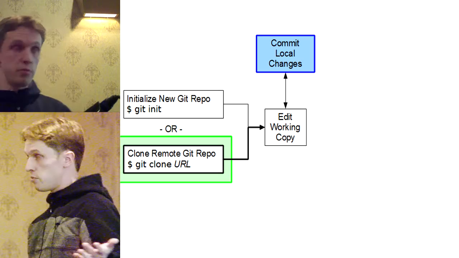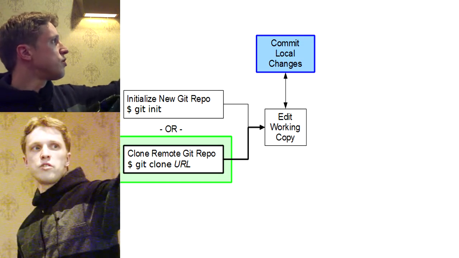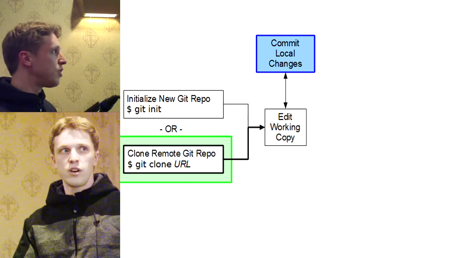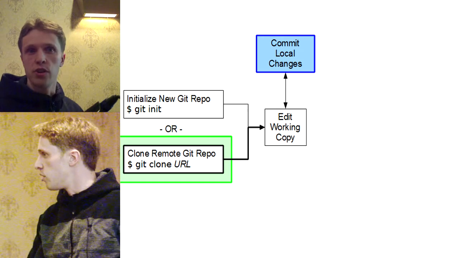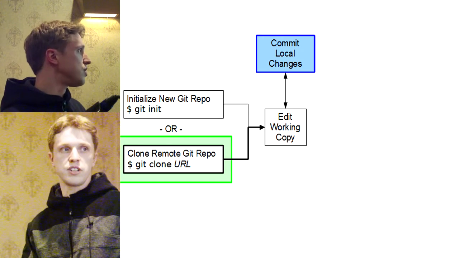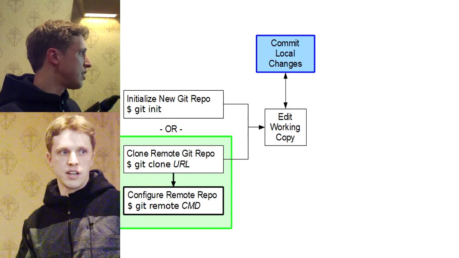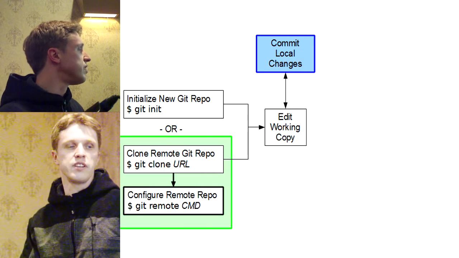In terms of actual network connectivity, once you have your local changes, you do need to send them somewhere in order to communicate them to the world. There's two ways to set up your repository. If it's brand new, run git init. If you've got it already hosted on a service, git clone URL. That clones the actual repository to your local copy. And likewise, you can configure that repository through a series of git remote commands.